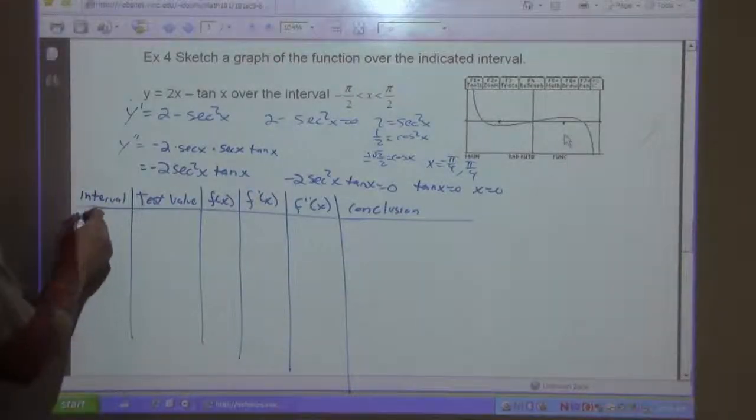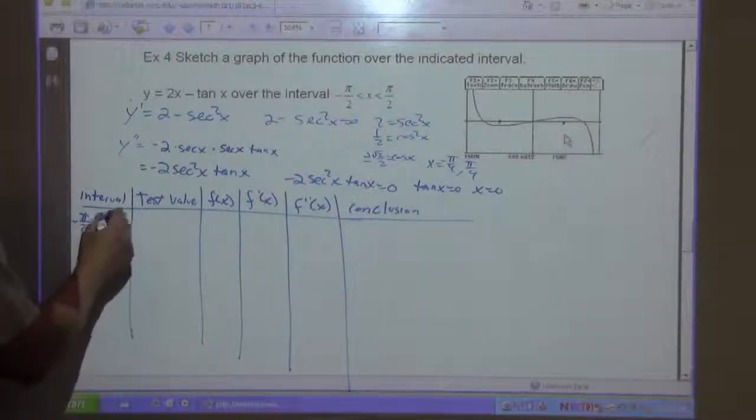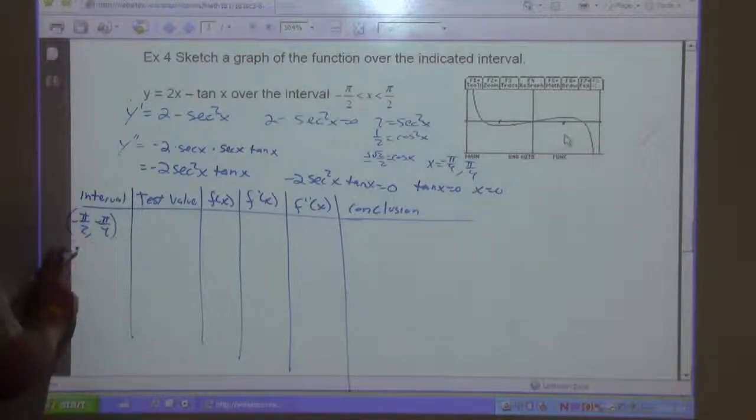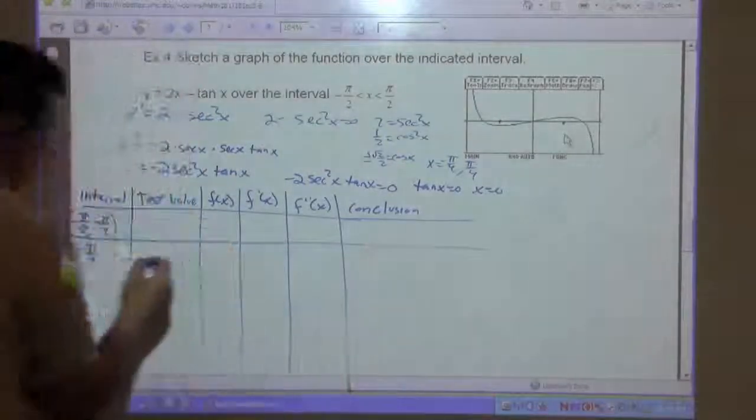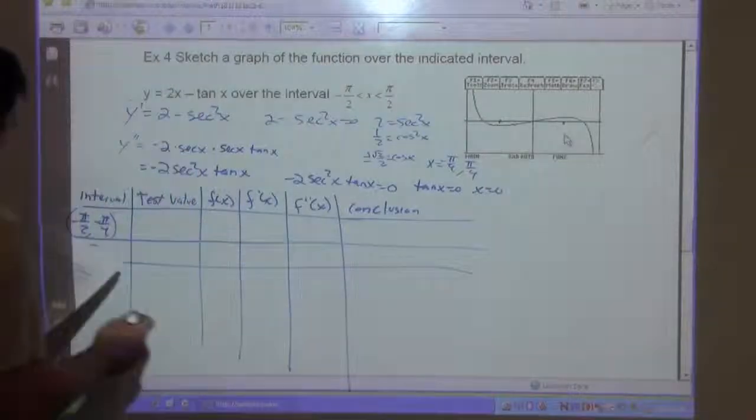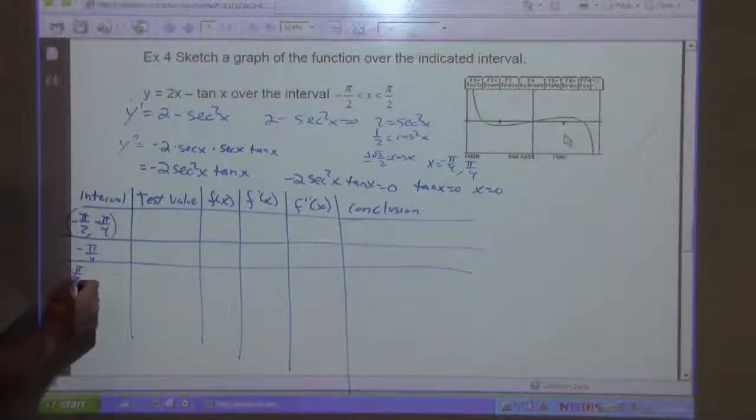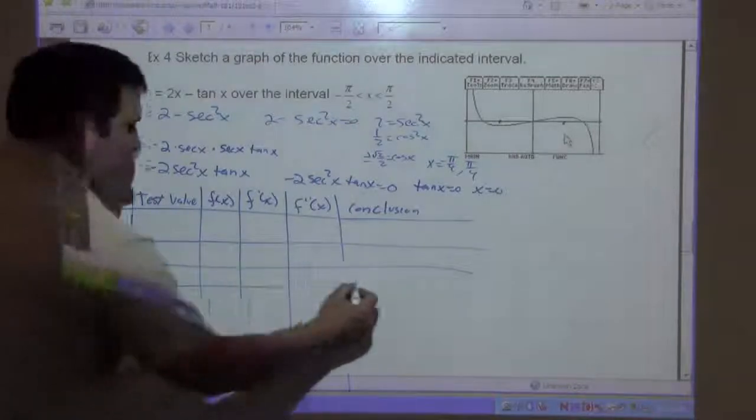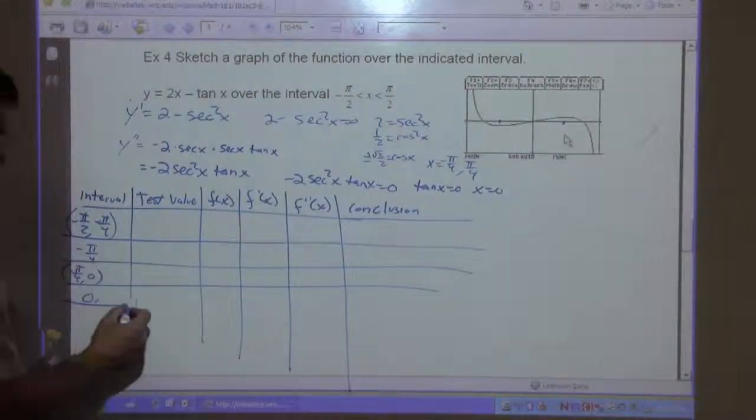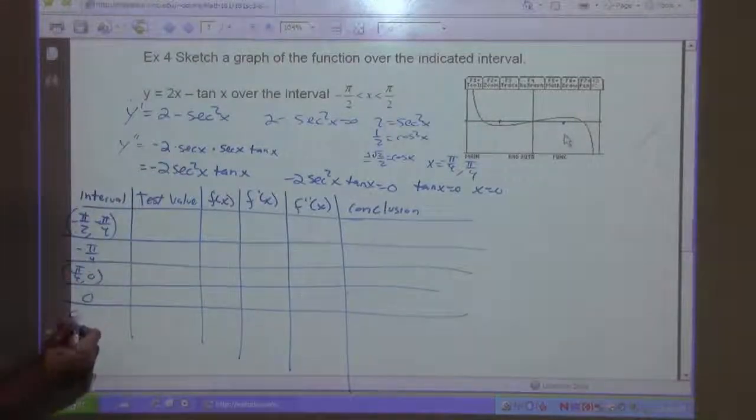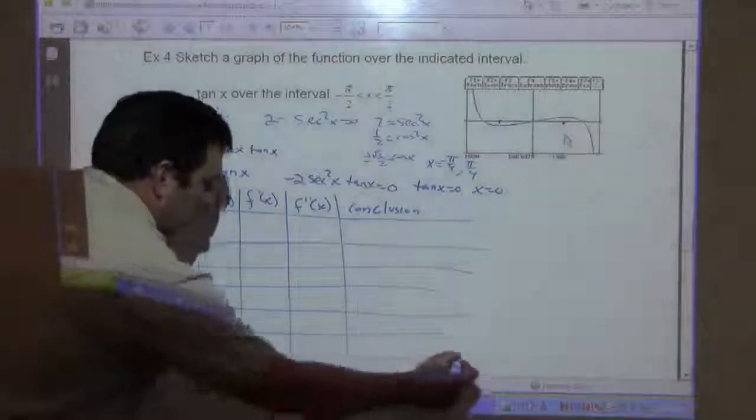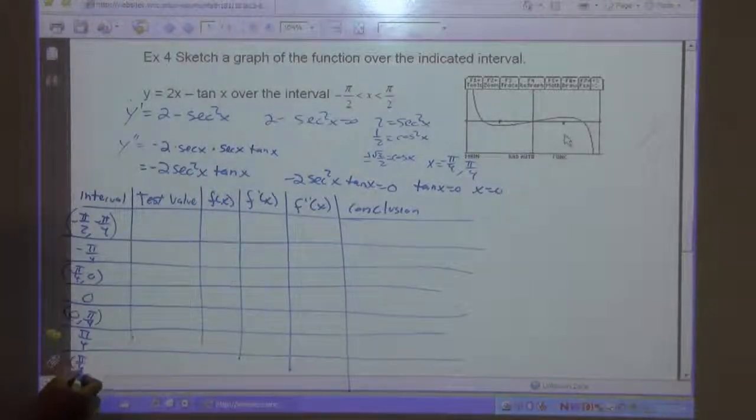Okay, so we have the interval from negative pi over 2 to negative pi over 4. We'll look at what happens at negative pi over 4. Make sure we have enough space here. We have from negative pi over 4 to 0, and we have what happens at 0. We have from 0 to pi over 4, what's going to happen at pi over 4, and we have from pi over 4 to pi over 2. Just squeeze that in there.